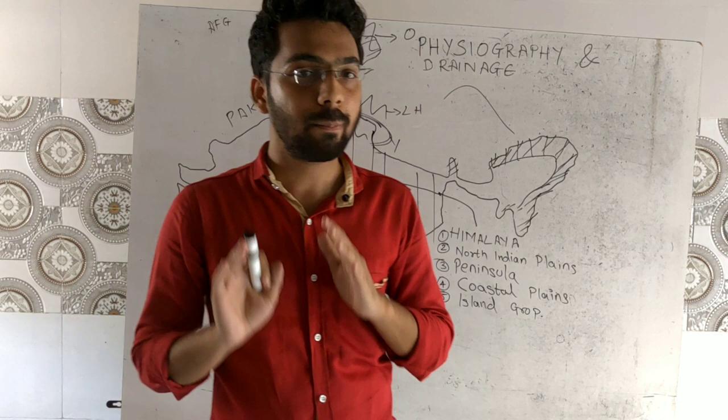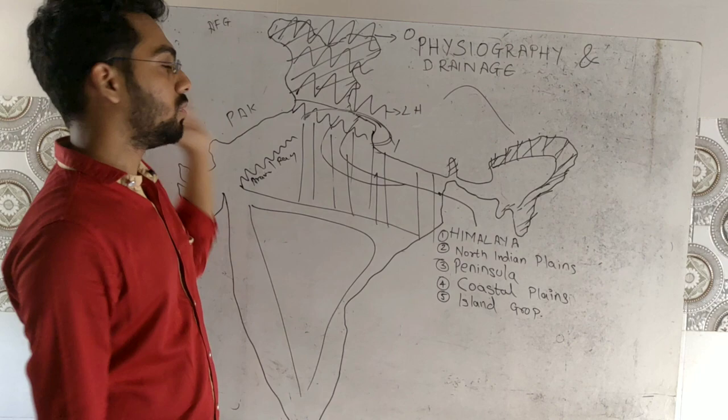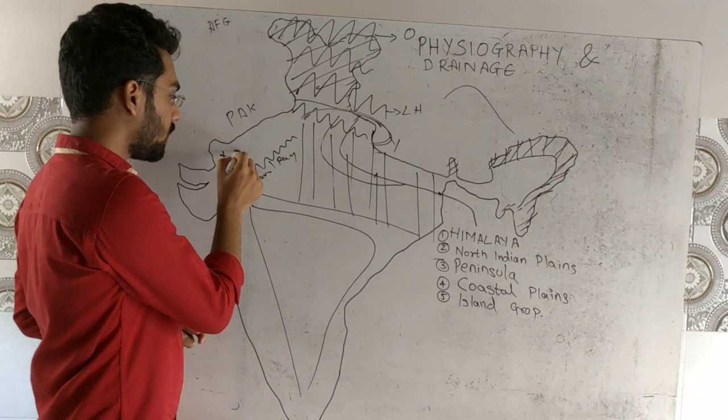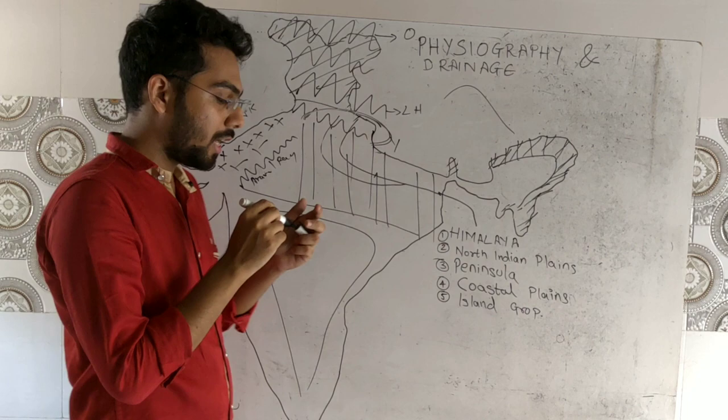Now what we are going to see? Now we are going to see the western part. The part lying to the west of Aravali means what? This part. The part lying to the west of Aravali is having the slope towards the west.